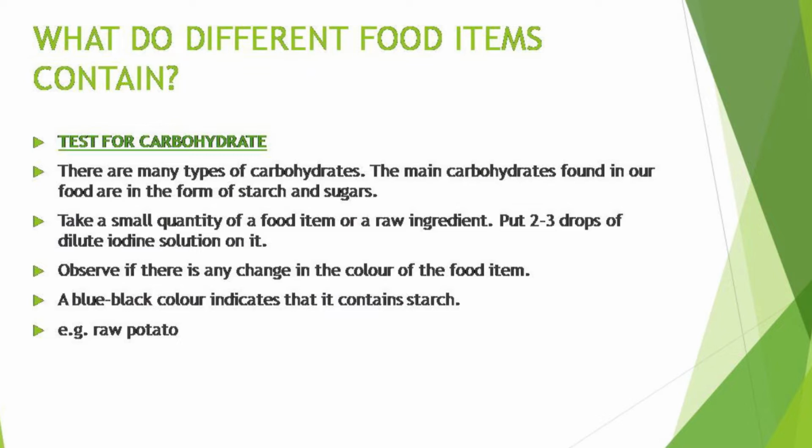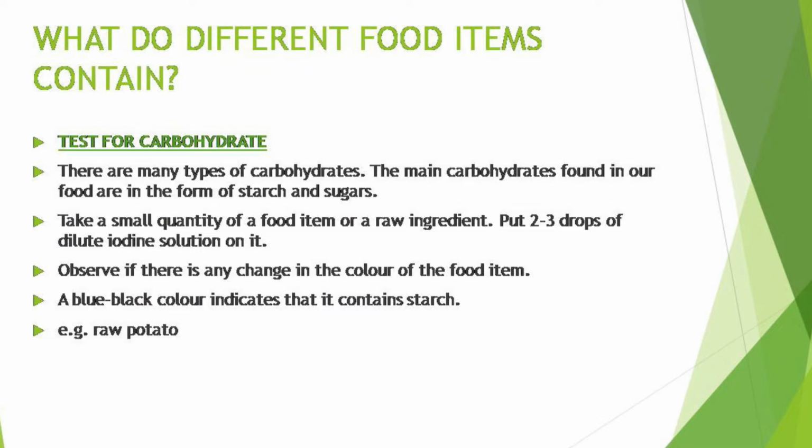Take a small quantity of a food item or a raw ingredient. For example, take a potato and cut it into 2 pieces. Put 2 or 3 drops of dilute iodine solution on it. Observe if there is any change in the color of the food item. A blue-black color indicates that it contains starch.